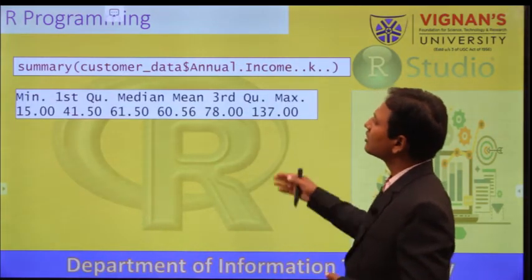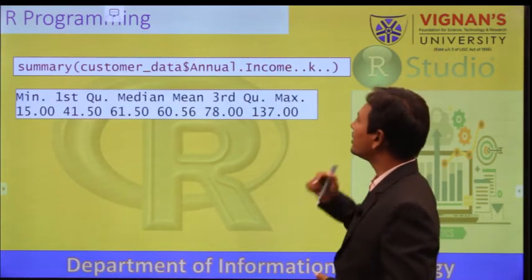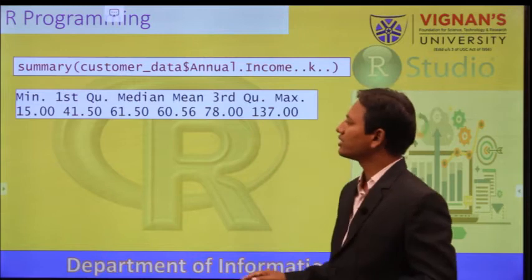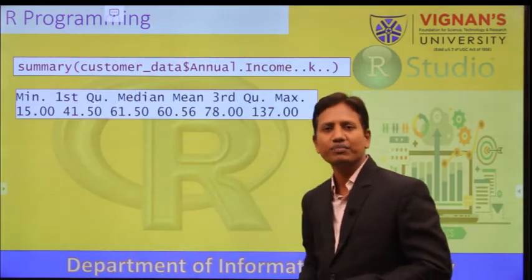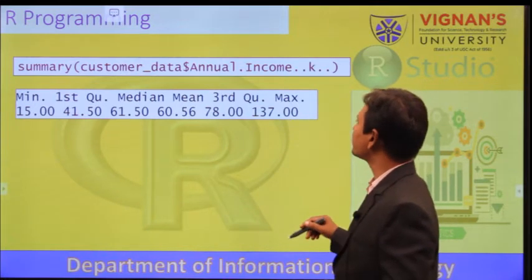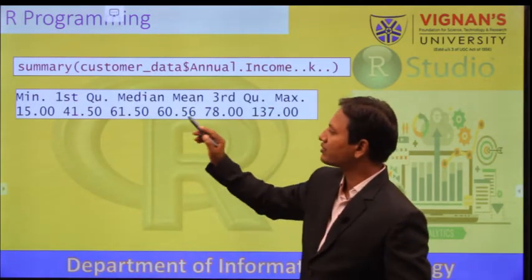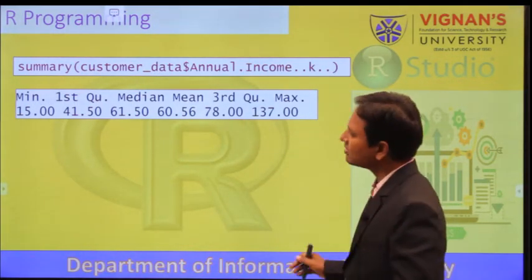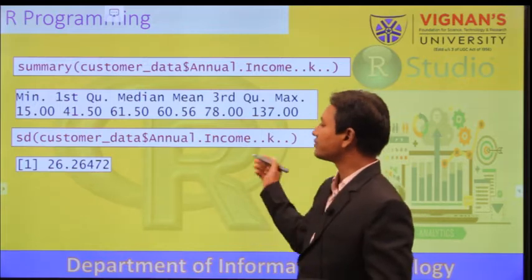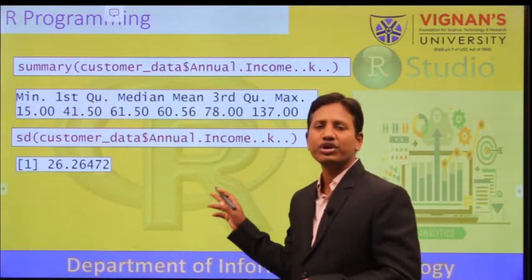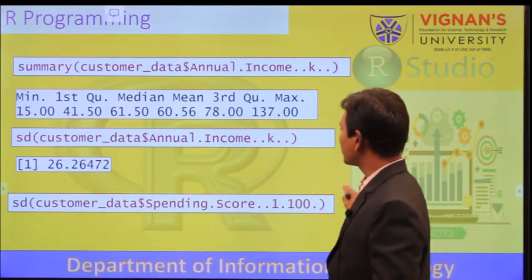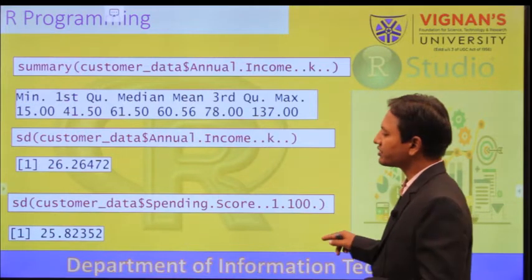So here we have seen another summary, of the income data. So what is the minimum income and what is the maximum income? In thousands, 15,000 is the minimum income and 137,000 is the maximum income. Okay. And the third quartile, median value, first quartile, we have already discussed. And the standard deviation of the income, this is 26.2 thousand, we got. And the spending score standard deviation, 25.